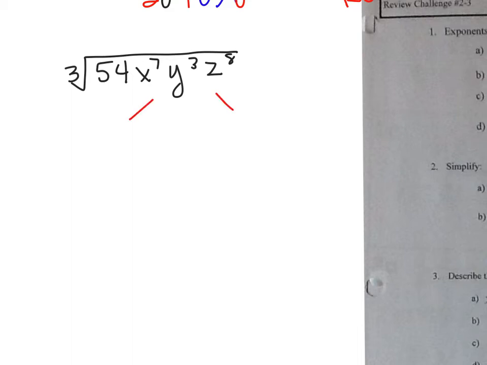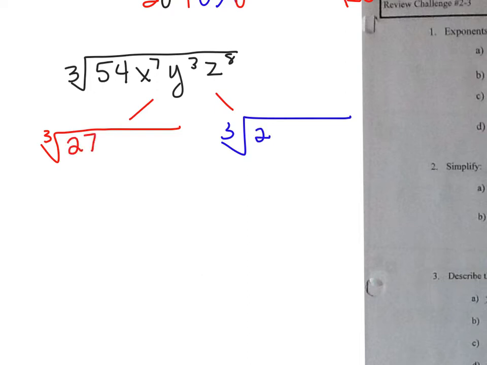Okay, so we're going to break it down. I'm going to put all my perfect cubes on the left and my non-perfect cubes on the right. Perfect cubes on the left, non-perfect cubes on the right. All right, so what perfect cube goes into 54? That would be 27. So 27 times 2 is 54. 27 is a perfect cube. What perfect cube goes into x to the 7th? That's x to the 6th. Remember, the exponent has to be a multiple of 3. So x to the 6th times x is x to the 7th. Y to the 3rd is a perfect cube. And z to the 8th would be z to the 6th times z to the 2nd.